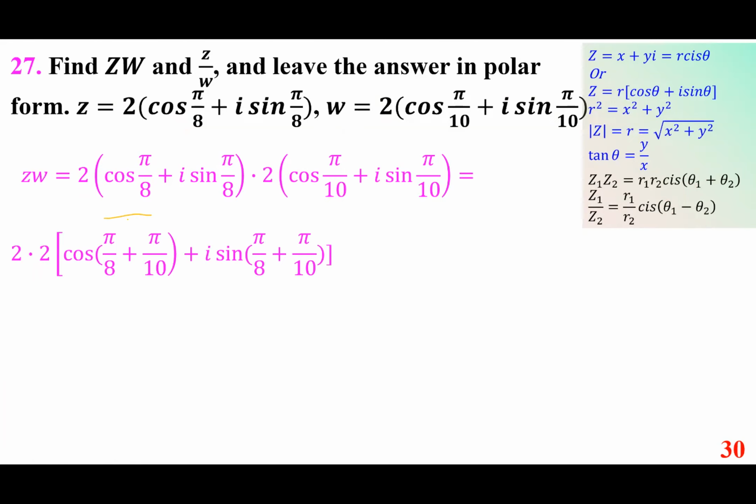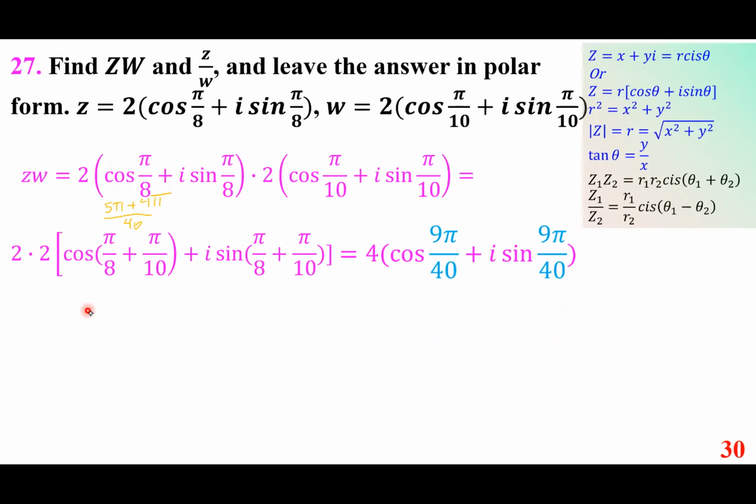And this one, 40 is the common denominator: pi over 8 is 5 pi over 40, pi over 10 is 4 pi over 40, so 9 pi over 40. This is done according to what they asked.